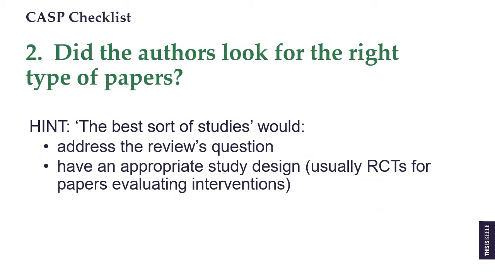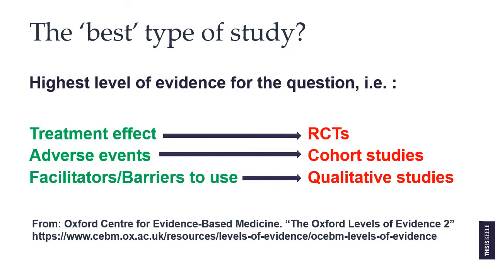So CASP question 2. It's also important that the review includes the best type of studies to answer the question that they're looking at. So for randomized controlled trials, for example, the best way to evaluate whether an intervention works for a particular population is by using a randomized controlled trial. But there are also other types of study that are better for certain types of question. So we're looking at the highest level of evidence for different types of research question.